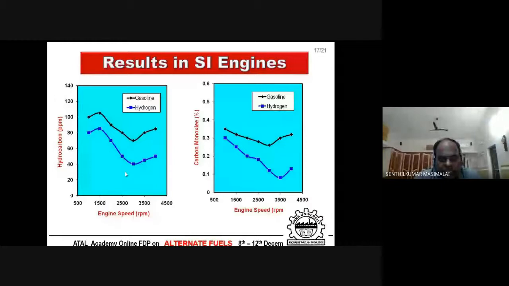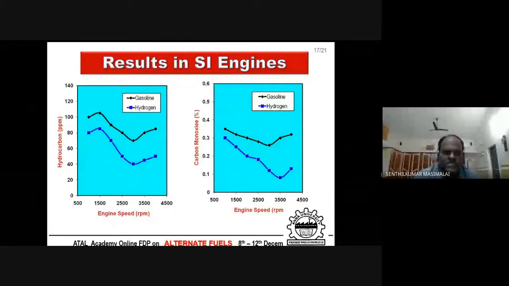In addition to that, the author is saying this hydrocarbon and carbon monoxide may be because of the burning of lubricating oil. Inside the combustion chamber, lubricating oil might have been burnt. Because of the burning of the lubricating oil, this hydrocarbon might be present, and the carbon monoxide also might be present. He is saying like that. But for pure hydrogen combustion, you cannot see any unburned hydrocarbon or carbon monoxide.